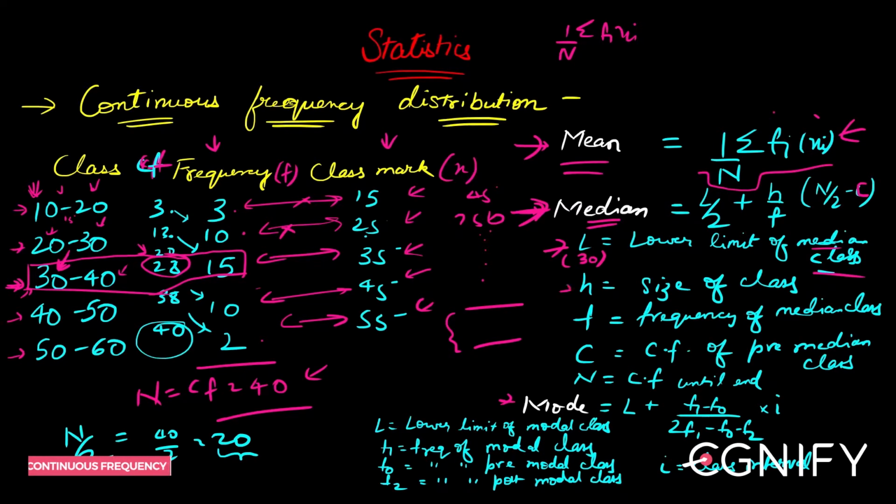So 40 minus 30 is 10, right? Frequency of the median class, that you'll get from here, 15, right? And cumulative frequency of the pre-median class. This is also one more thing. Cumulative frequency of the pre-median class. This is your median class, right?